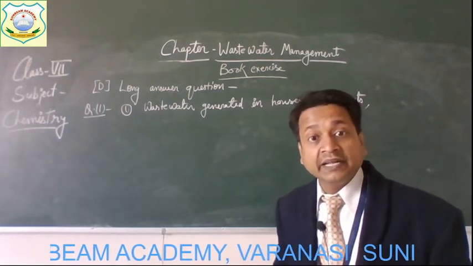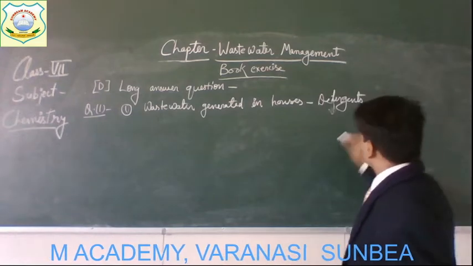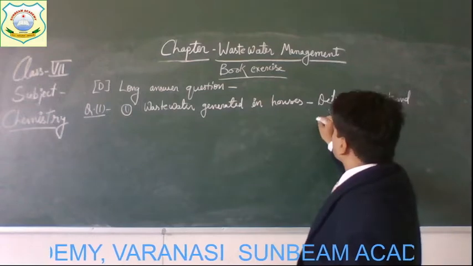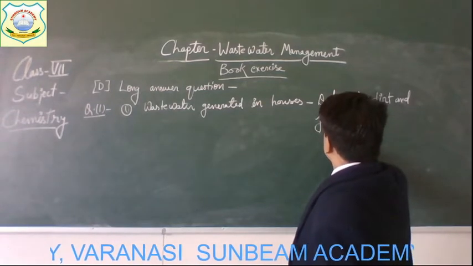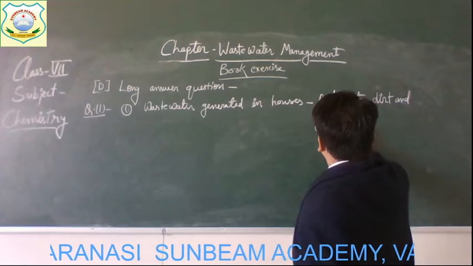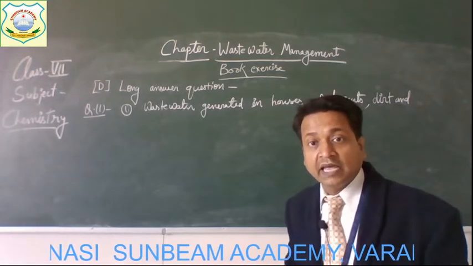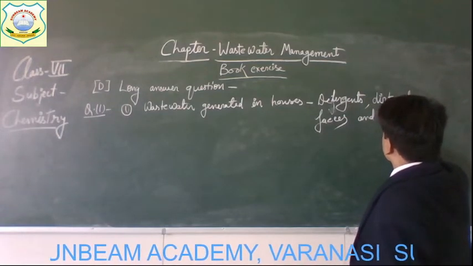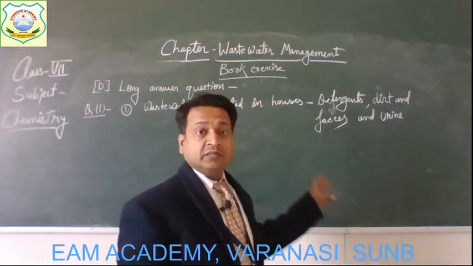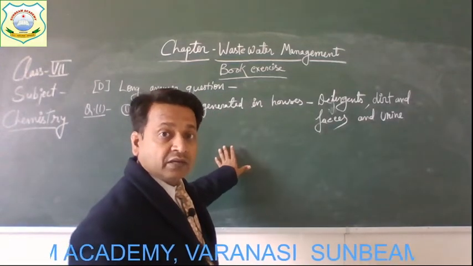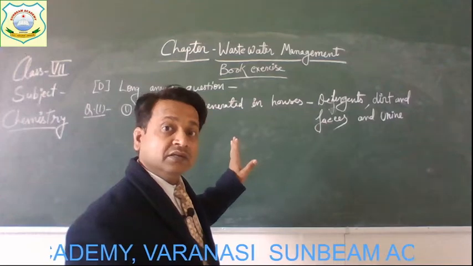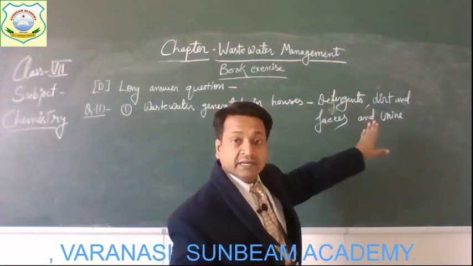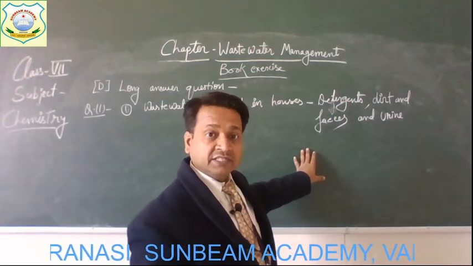and it contains dirt, feces and urine. So this is one of the ways in which wastewater is generated, that is in homes, and it contains detergent, dirt as well as feces and urine.